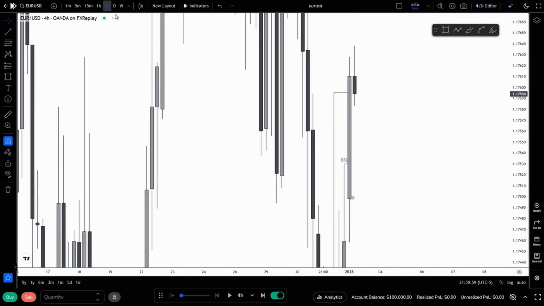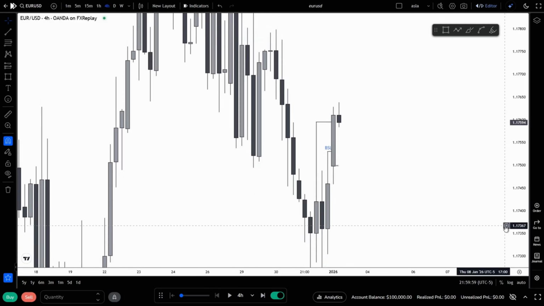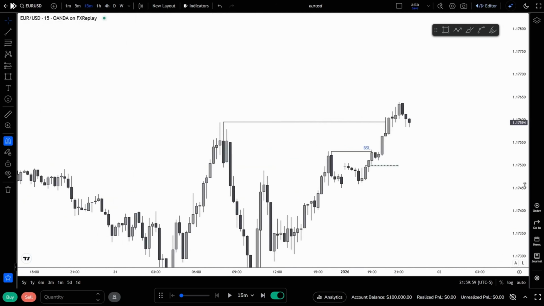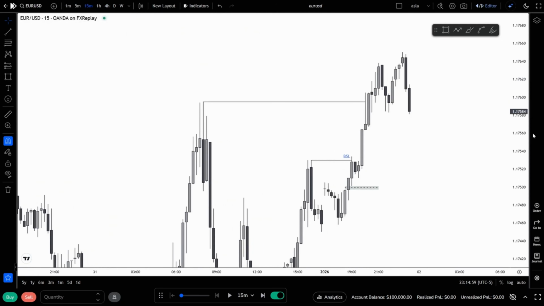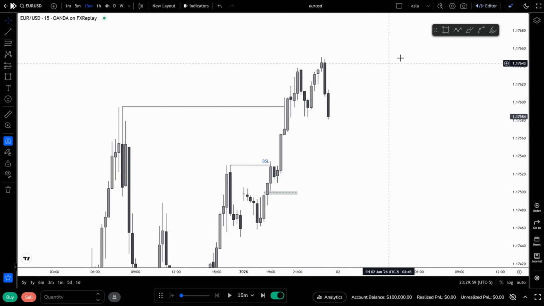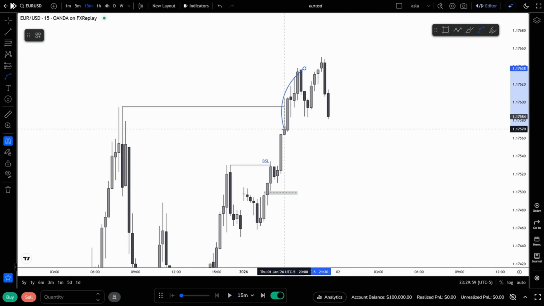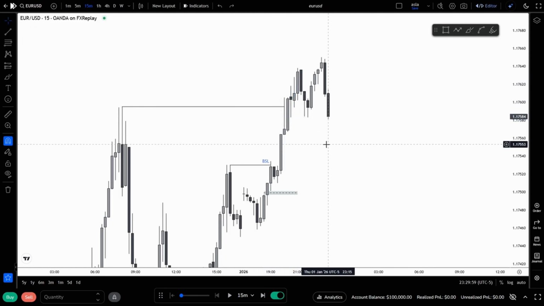That is another sweep. So now we ask again, do we have an inversion with displacement? At this point, not yet. There is no clean fair value gap immediately after the sweep, and we do not get aggressive displacement lower. Instead, price makes a new high.